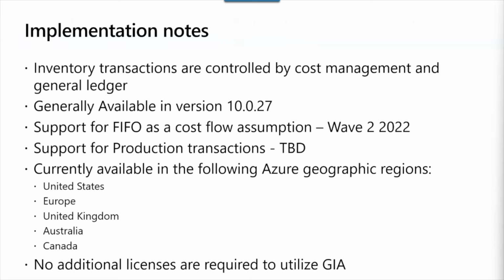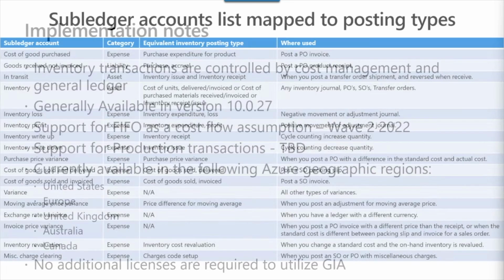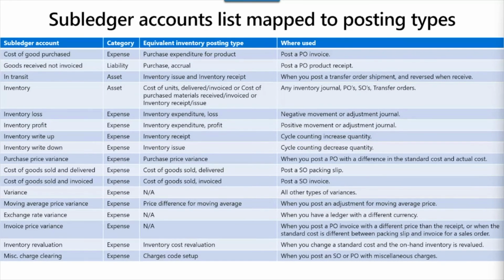Additionally, we've created a reference table here that can help you understand the subledger accounts used in global inventory accounting and their relationship to the typical inventory posting profiles that you know and love, as well as the process that creates these transactions in global inventory accounting. We don't have the concept of posting profiles in global inventory accounting, at least not yet. So these subledgers are always used and posted for the specific transactions, as you can see.